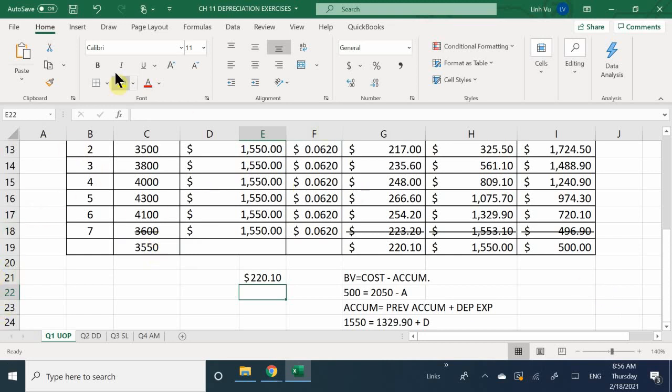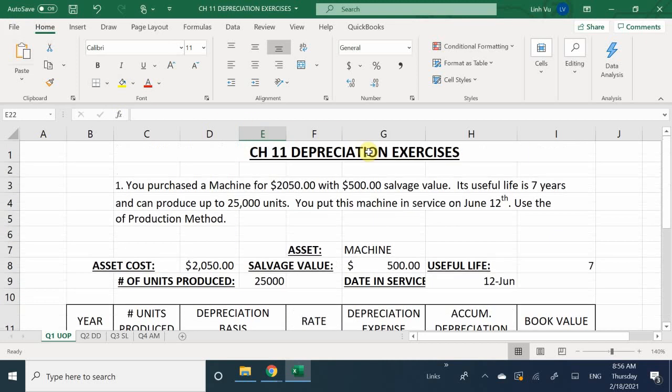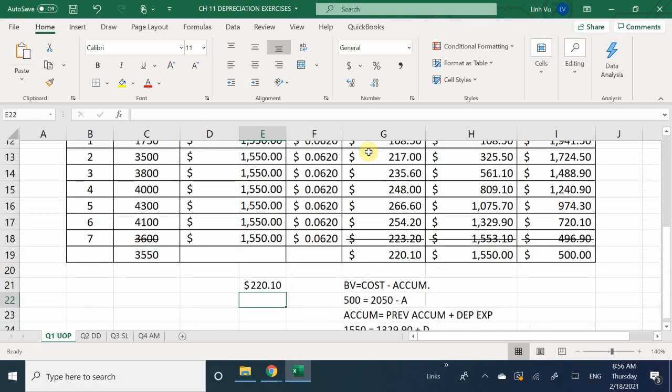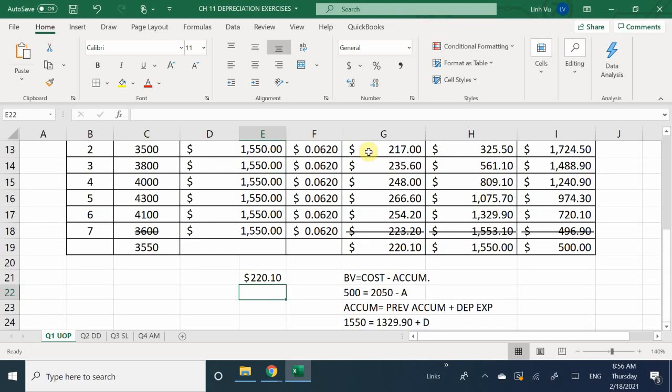Okay, so there you go. Good job, everybody. You guys solved for the first one. All right. Any questions in regards to units of production? How do you count the number of service?